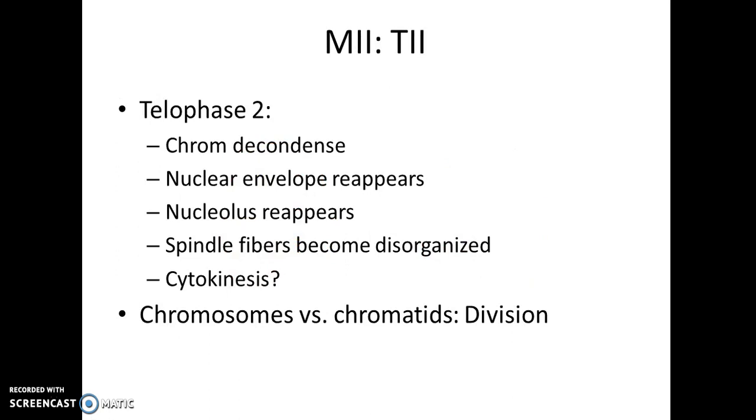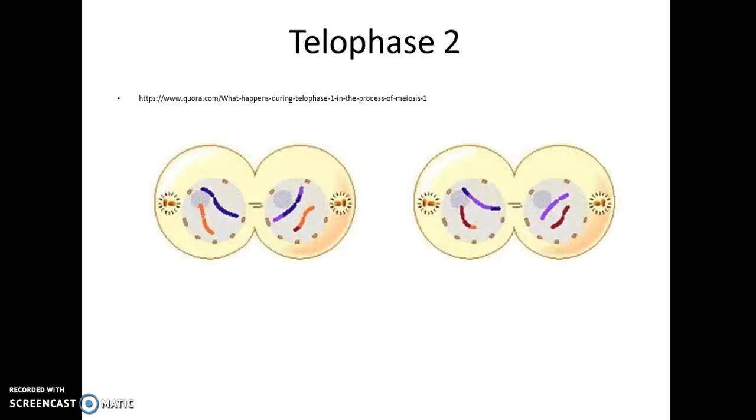In telophase 2, chromosomes decondense. The nuclear envelope reappears. The nucleolus reappears. The spindle fibers become disorganized, and we can start cytokinesis. That should sound familiar again. Now, we're going to see that we have 1, 2, 3, 4 cells. Each cell is going to have two chromosomes, and each chromosome is made of one chromatid. So you're going to have two chromosomes and two chromatids. Make sure you draw that picture there.